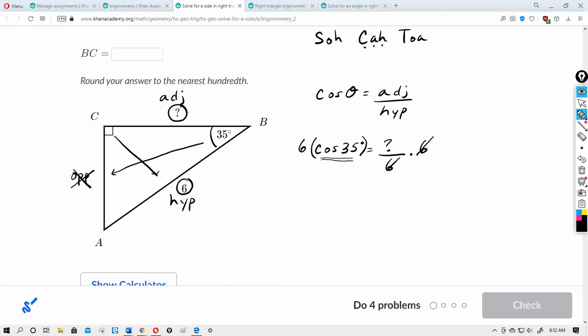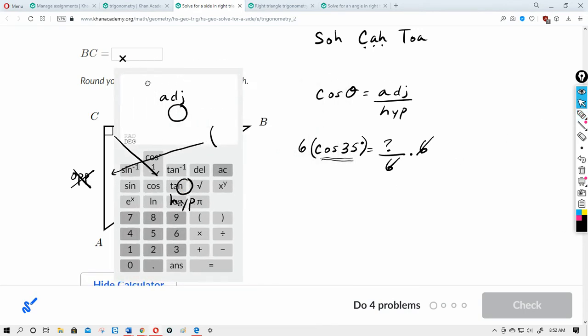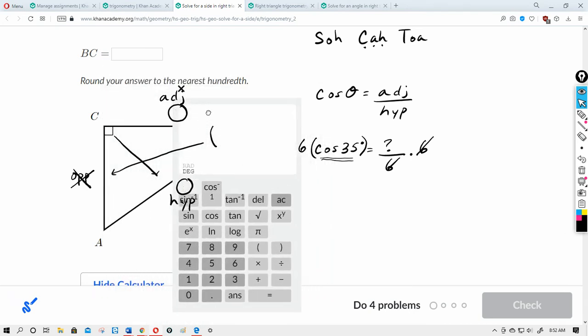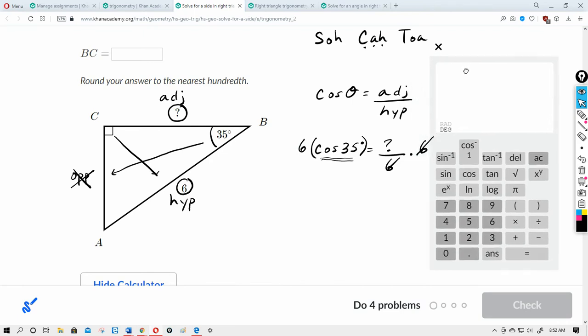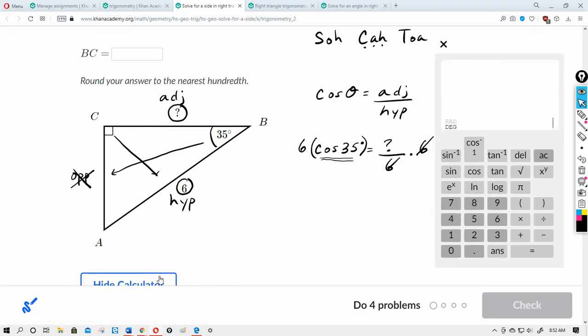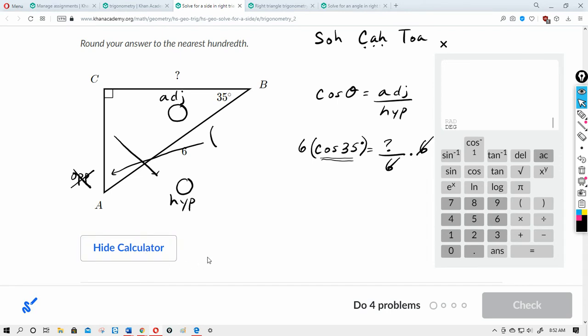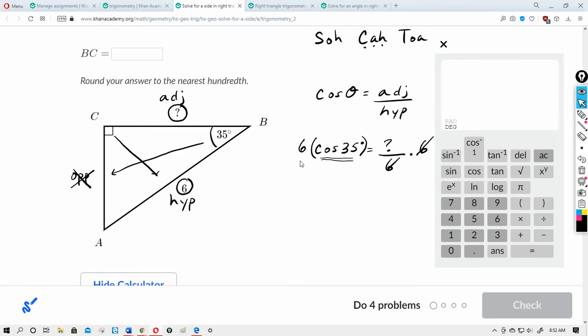All right, let me see if I can do this on Khan's calculator. Okay, good, here we go. On the Khan calculator, you just hit the button for the Khan calculator. And I am going to do 6 times cosine of 35. You see DEG right here, that means it's in degrees, and I'm going to do 6 times cosine of 35, and then close the parentheses. So you see it right there.